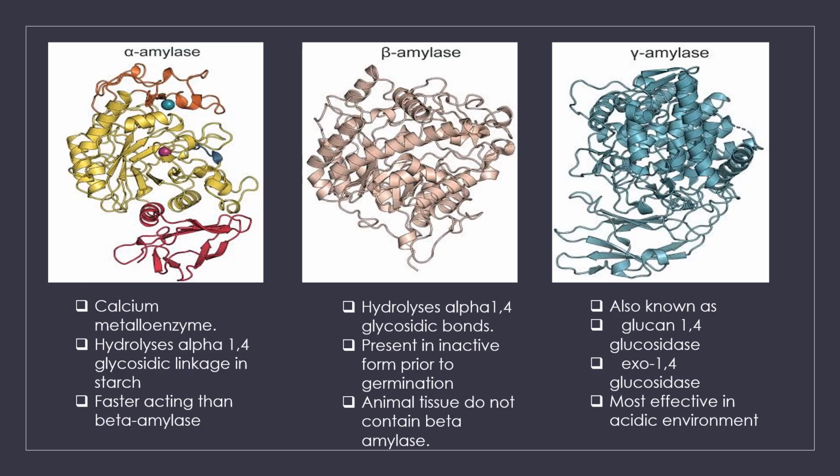Beta amylase hydrolyzes the alpha 1,4 glycosidic bond. It is present in inactive form prior to germination. Animal tissues do not contain beta amylase. Glucoamylase is also known as glucan 1,4 glucosidase, exo 1,4 glucosidase. It is most effective in an acidic environment.